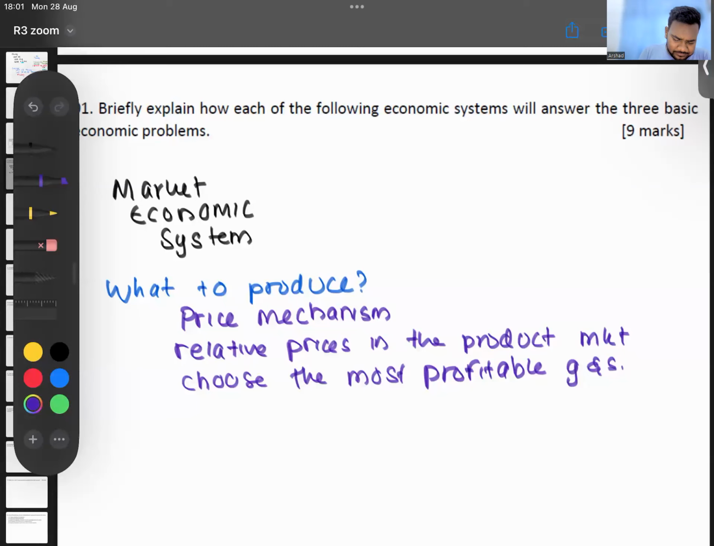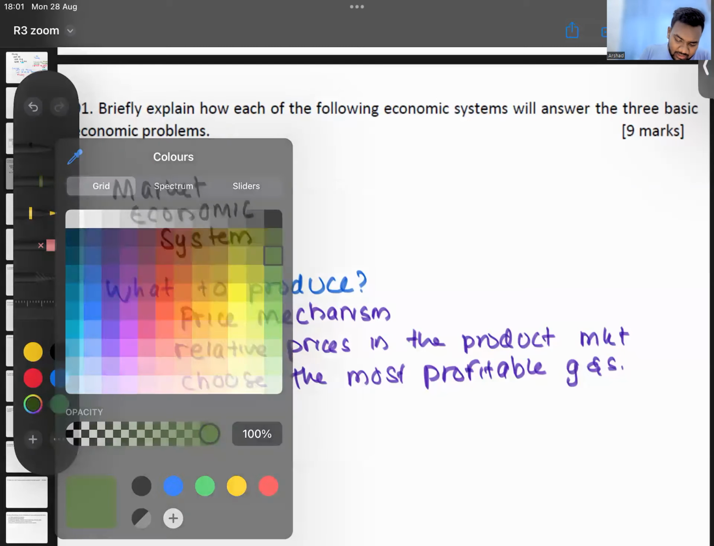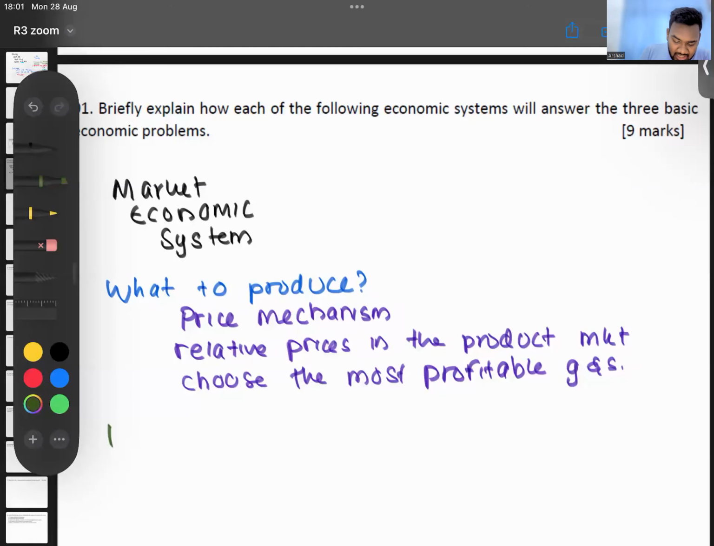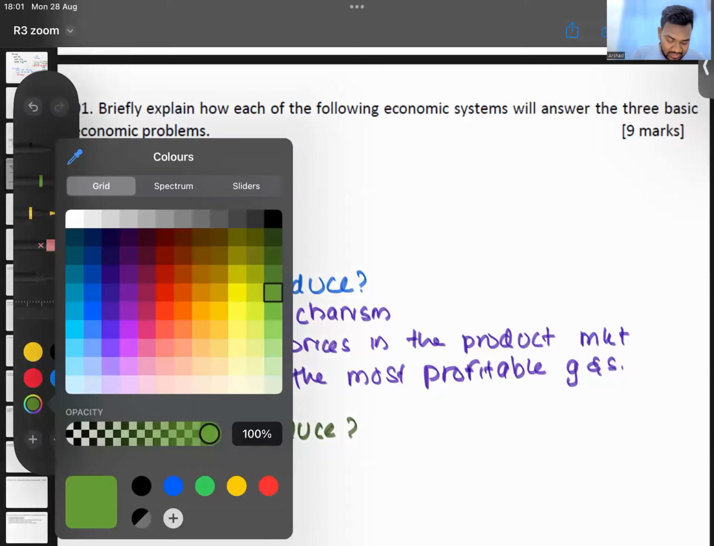Then can you tell me, how does a market economy answer the how to produce? Because I'll give you all answers, don't worry. The typed answers are there. I will share that with you. How do they answer this question? How to produce? What is again the keyword that you have to talk about?